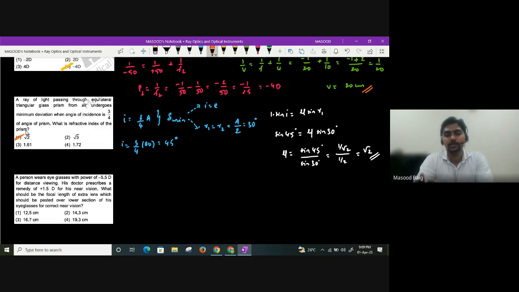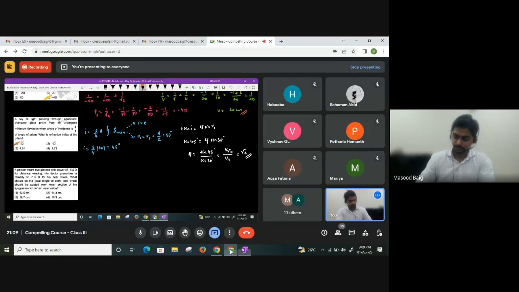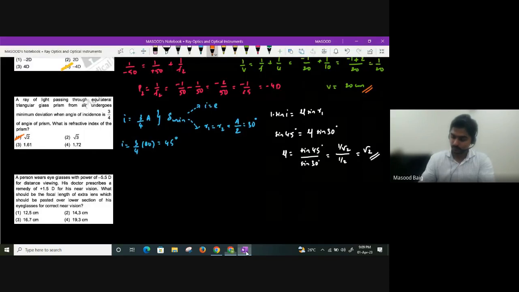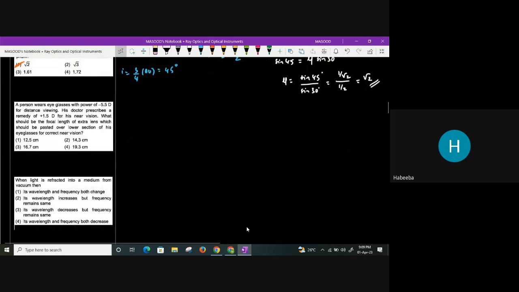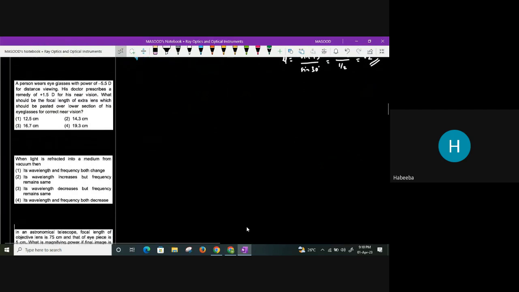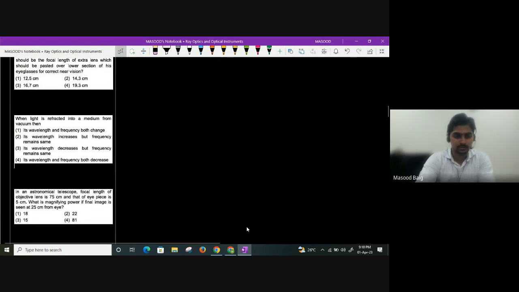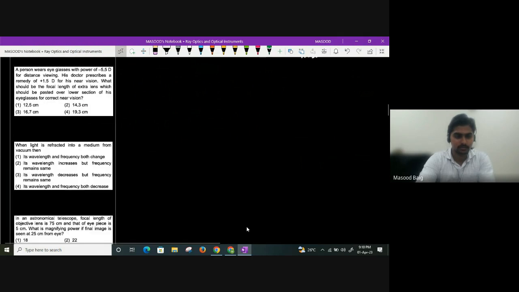Minimum deviation in case of a prism: when will it undergo? At one particular angle of incidence only. So in that case, i and e values will be equal. R1 and R2 will also be equal, which will in turn be A divided by 2. Clear? Everyone? Yes, sir. Right. We will see the second, third question, and we will do this remaining question in some time.